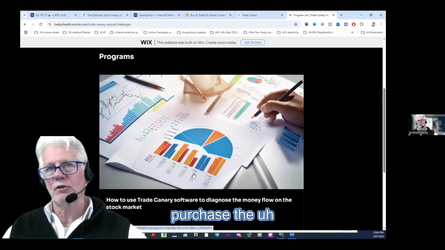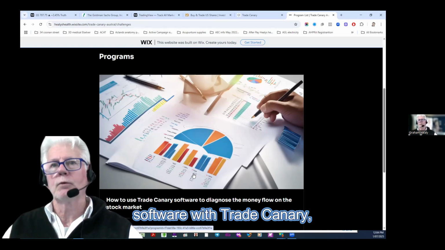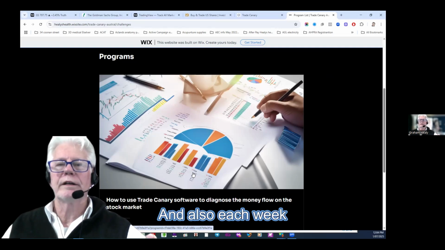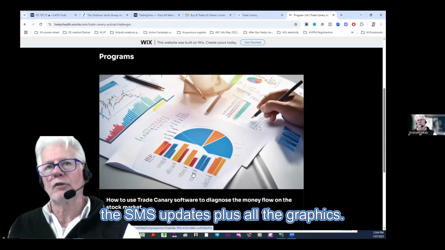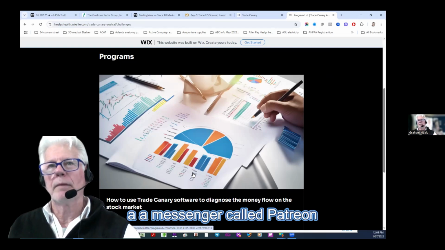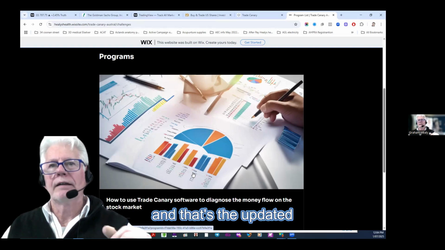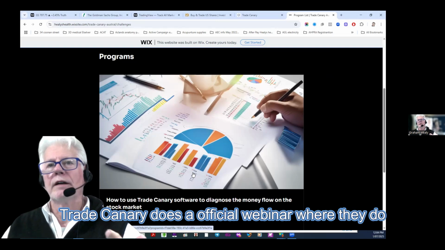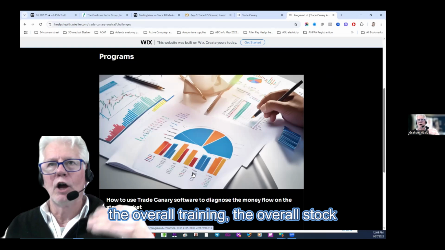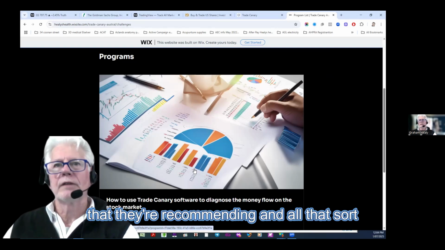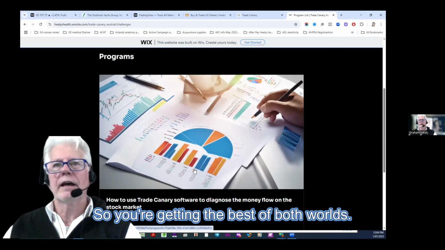Now, when you purchase the software with Trade Canary, the training is included. Each week they send you SMS updates plus all the graphics on a messenger called Patreon, and that's updated quickly and efficiently. And then every month, Trade Canary does an official webinar where they do the overall training, the overall stock recommendations, the calls that they're recommending and all that sort of stuff. So you're getting the best of both worlds.